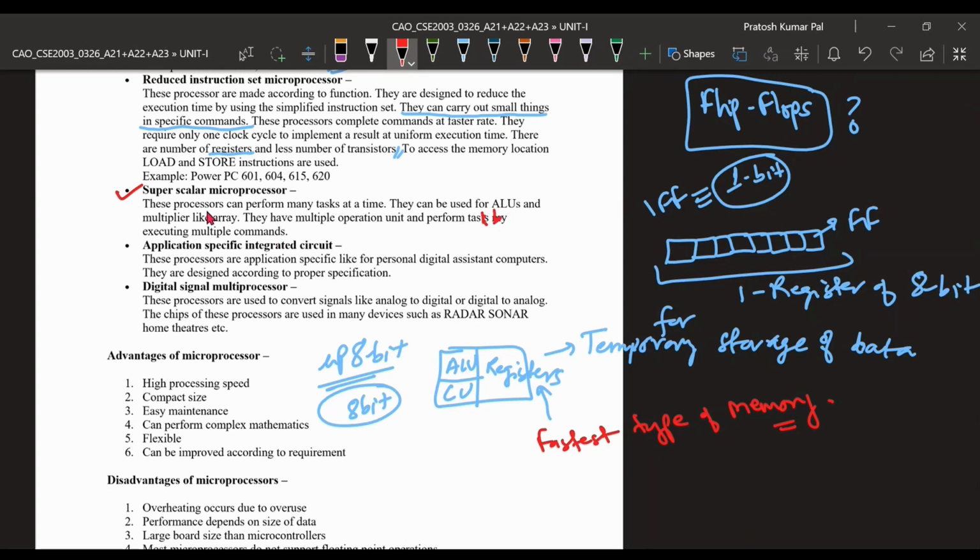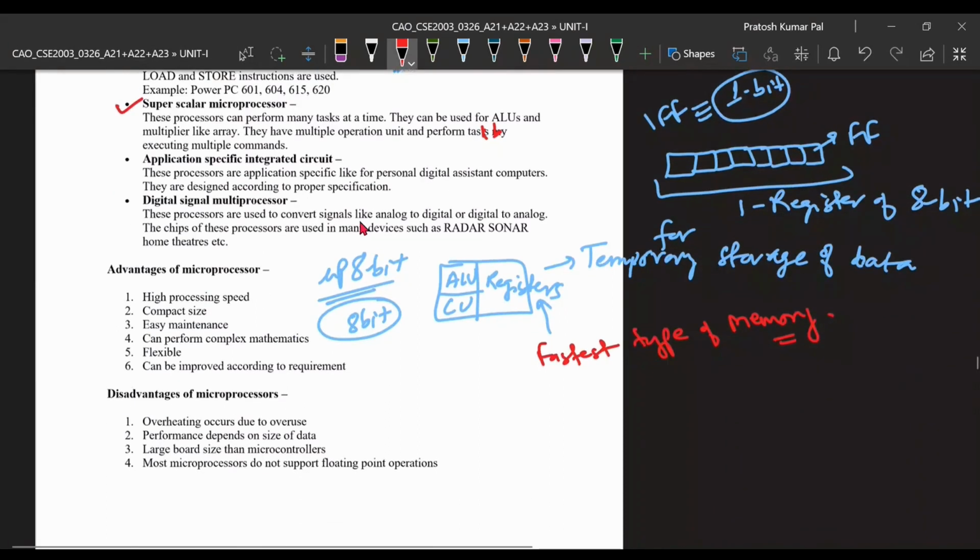Okay, so superscalar microprocessors can perform different tasks at the same time, basically using ALU and multiplier arrays. Okay, another one is the application specific integrated circuit. This is called ASIC. So application specific integrated circuits basically play the role of microcontrollers.